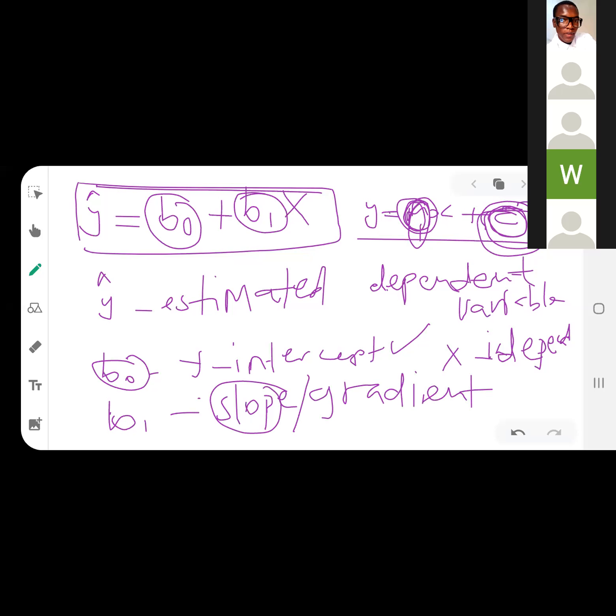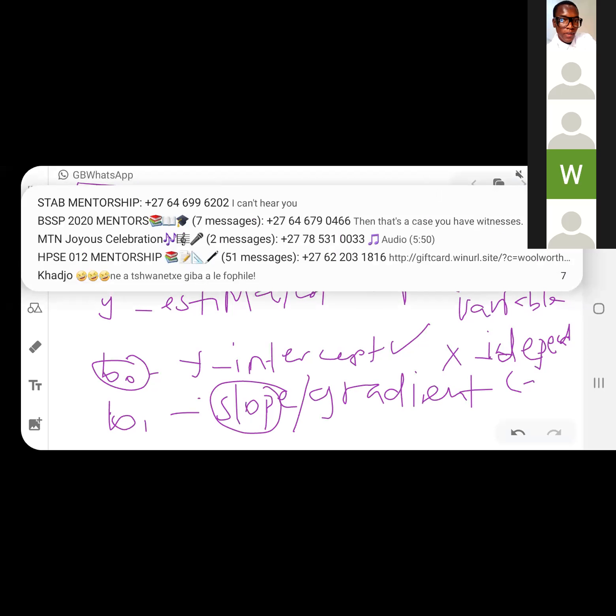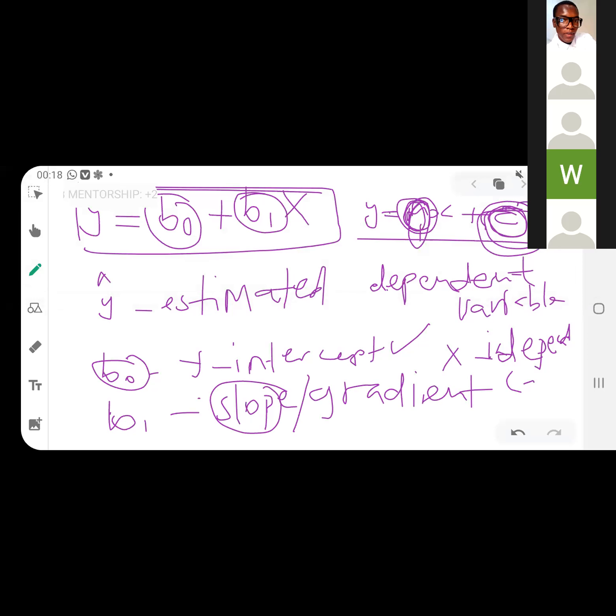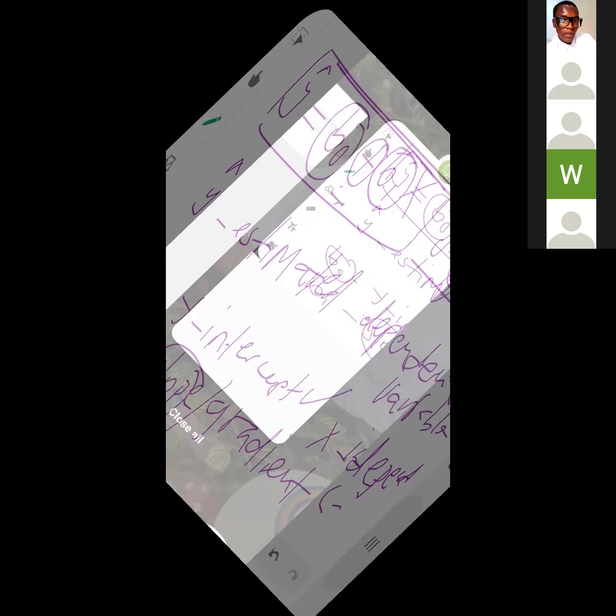If the sign of M is negative, it shows you a negative slope or a negative gradient, and by a negative gradient we mean it is a decreasing curve. And if the sign is positive, it means that it is an increasing curve. I don't know if you understand what I'm saying. Do you get what I'm trying to say? Very well. Okay.